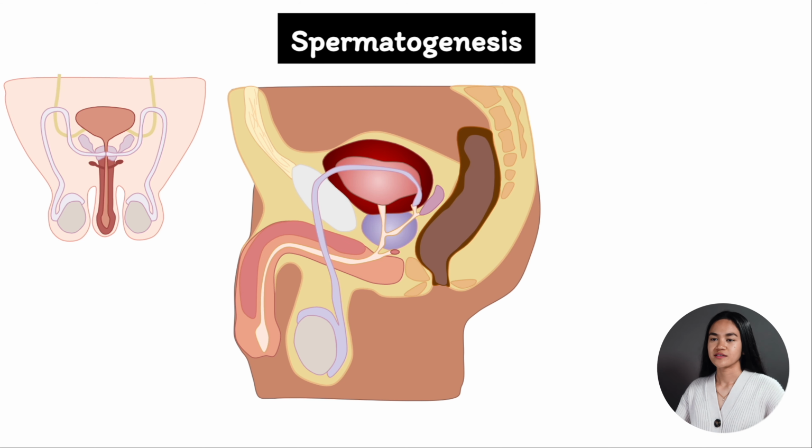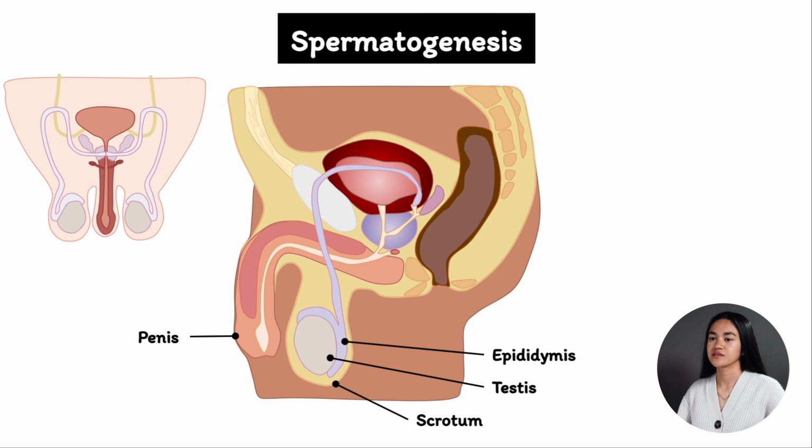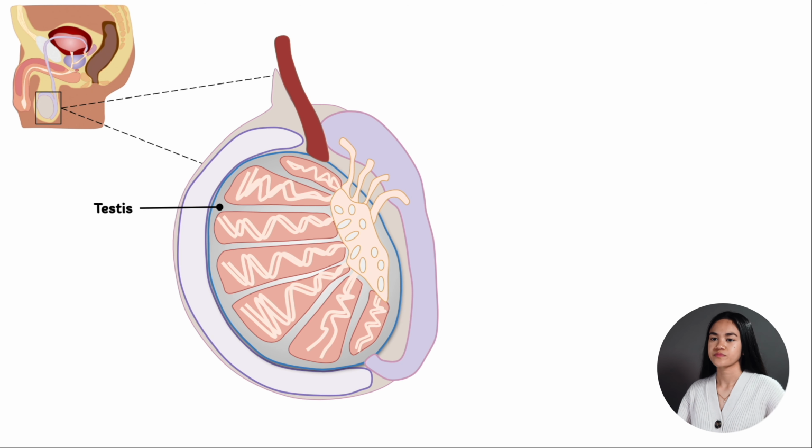Spermatogenesis occurs in the seminiferous tubules, in the testes. So here's the anatomy of the male reproductive tract. Here's the penis, scrotum, testes, epididymis, and vas deferens. And this is the frontal view showing the paired structures. Now let's zoom in on the testes and briefly talk about its structure. The testes consist of seminiferous tubules, which are a series of convoluted tubules and are supported by interstitial tissue.